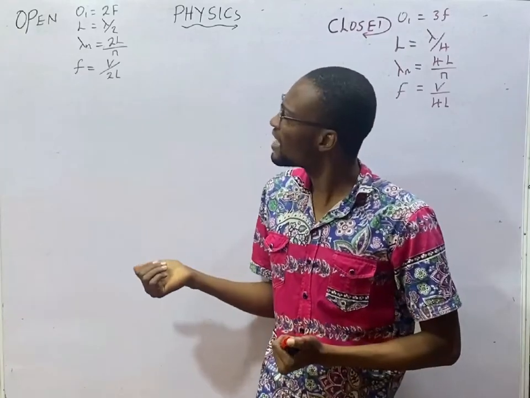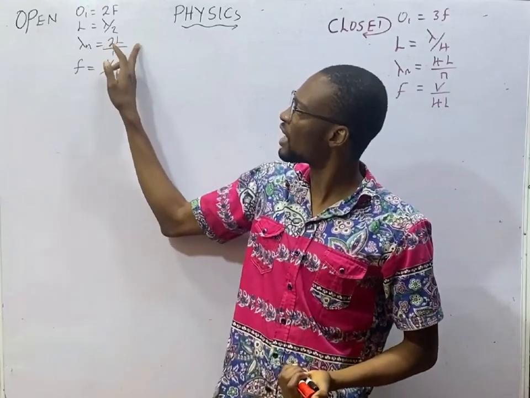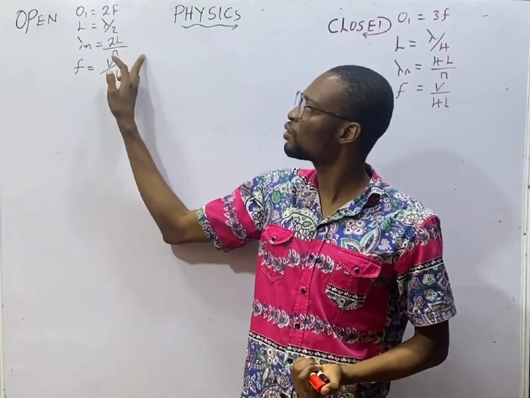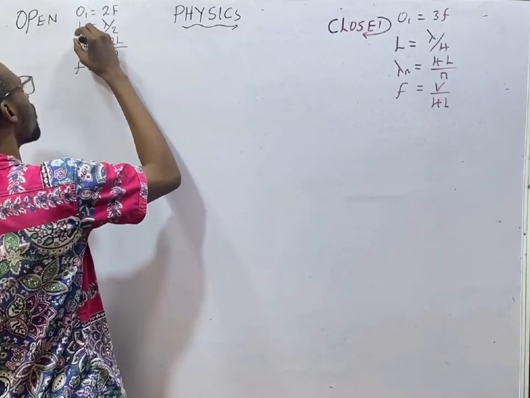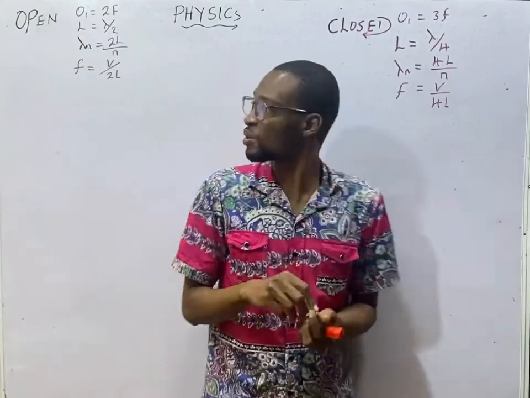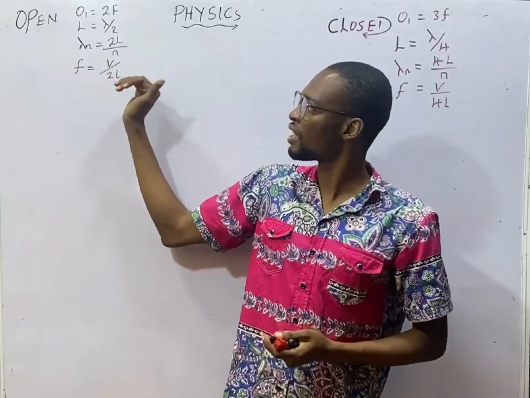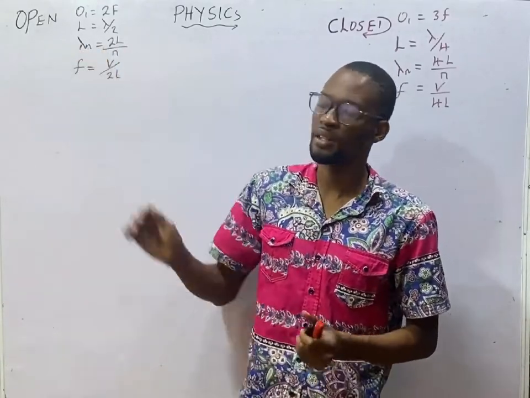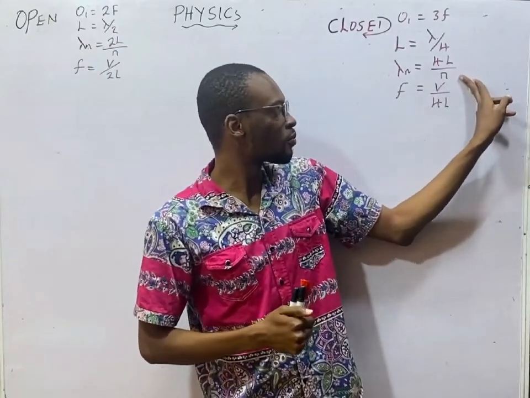Now, the wavelength for an open pipe is 2 times length, because once you make wavelength the subject of the formula, you have 2L. If you are given a particular number of harmonics, then the wavelength becomes 2L over N, where N is the number of harmonics. So if it is 1, the wavelength is 2L. Similarly, for a closed pipe, this is 4L over N.